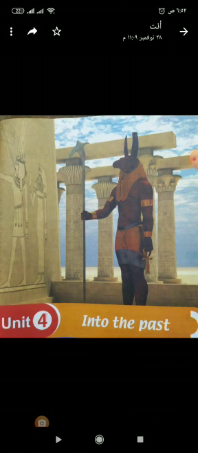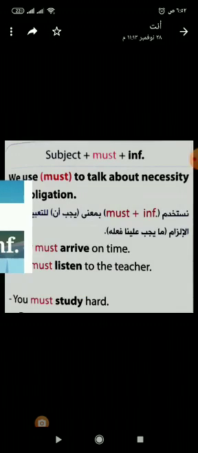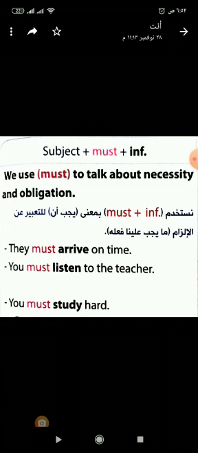Now it's time to start Unit 4, which is titled Boy into the Past. In this unit, we are going to talk about must and mustn't. Let's start with must. We use subject plus must plus infinitive to talk about necessity and obligation.